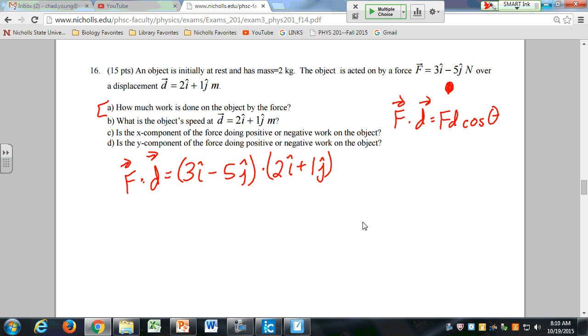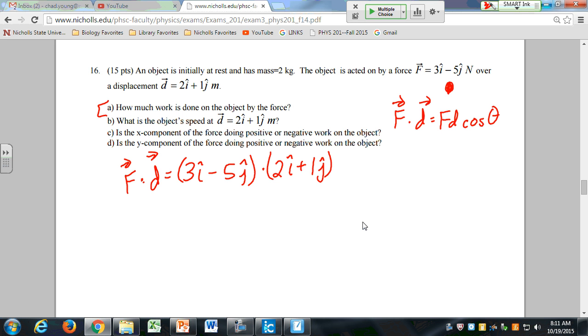If they're in the same direction, cosine of 0 is 1. If they're perpendicular to one another, cosine of 90 is 0. If they're in the same direction, the dot product is maximum, the product of the magnitudes. If they're perpendicular, the dot product's 0.